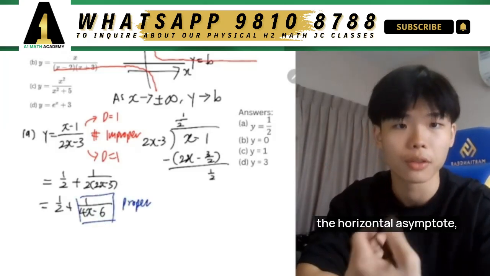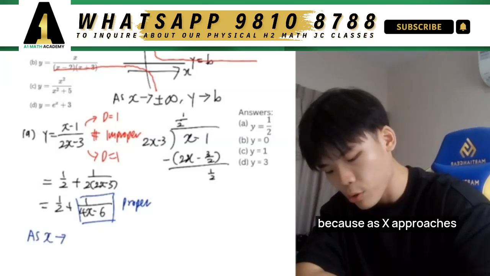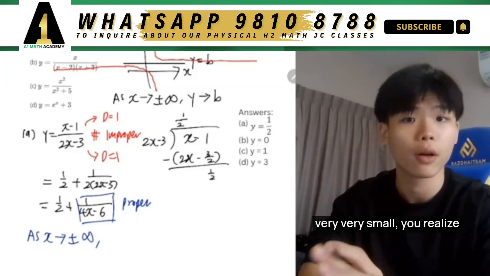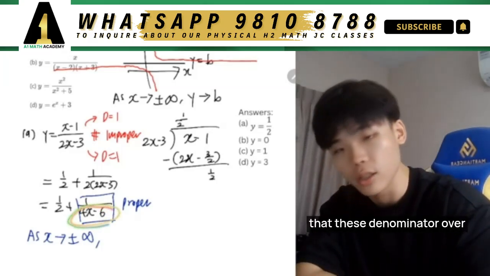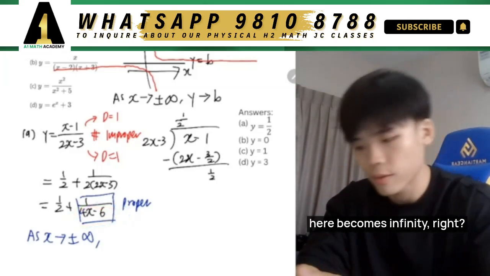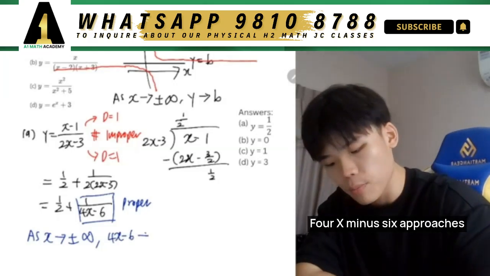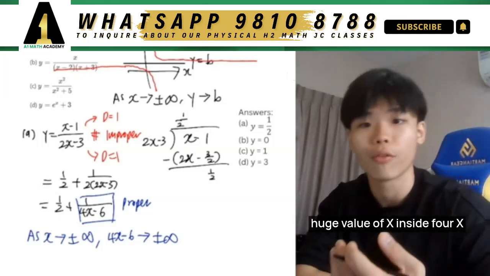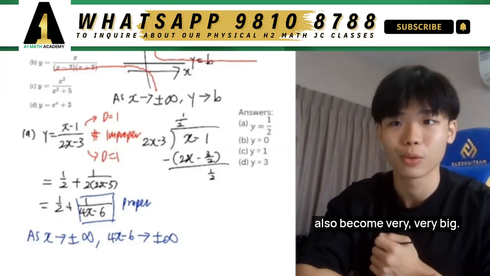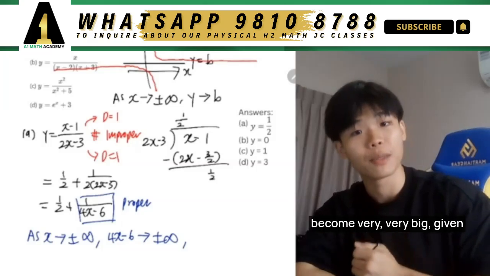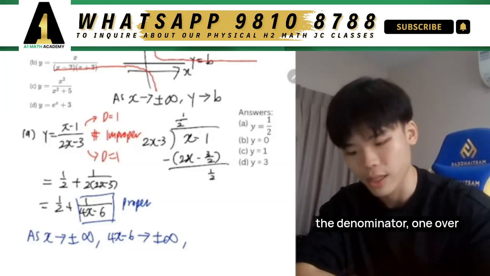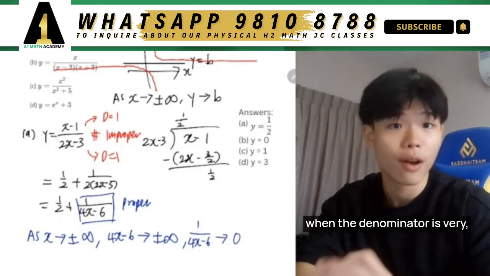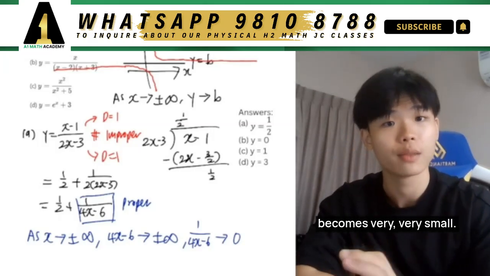Now that this is a proper fraction, it becomes so beautiful to find the horizontal asymptote, because as x approaches plus minus infinity, you realize that this denominator becomes infinity as well. 4x minus 6 approaches plus minus infinity, because when x becomes very, very big, you sub a super huge value of x into 4x minus 6, so it will also become very, very big. And given that 4x minus 6 is in the denominator, 1 over 4x minus 6 actually approaches 0, because when the denominator is very, very huge, the whole fraction becomes very, very small.